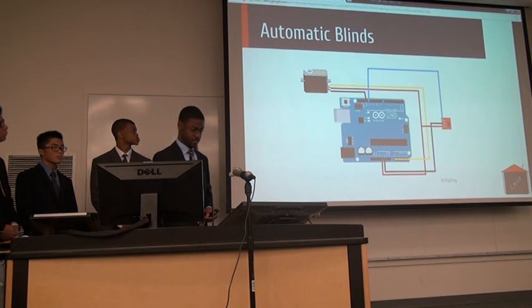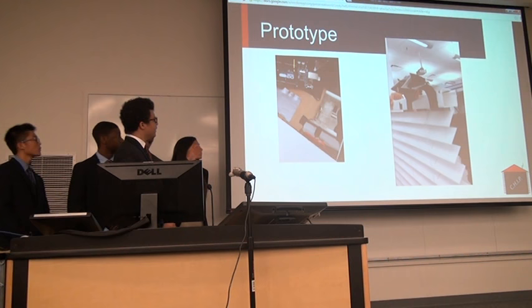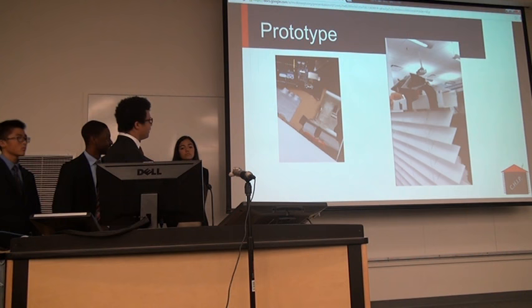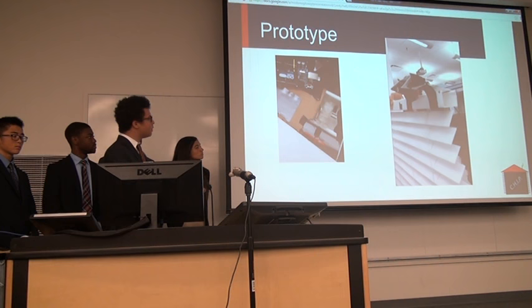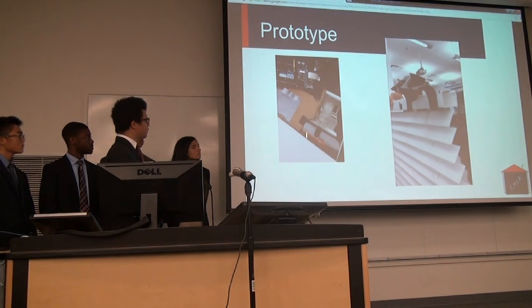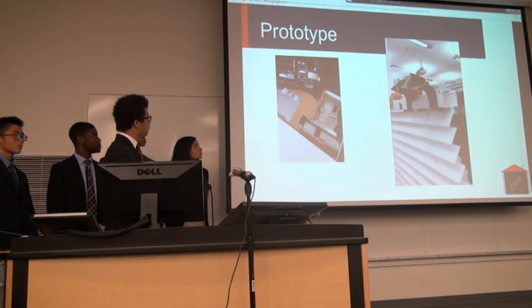So this was the working prototype that we had built. Basically, we mounted the Arduino on top of the blinds right here. We had the light sensor on the other side of the blinds facing outwards into the room. And it would turn via this linkage right here, connected to a gearbox, which changes the positioning of the blinds. So there's the Arduino and there's the gearbox.